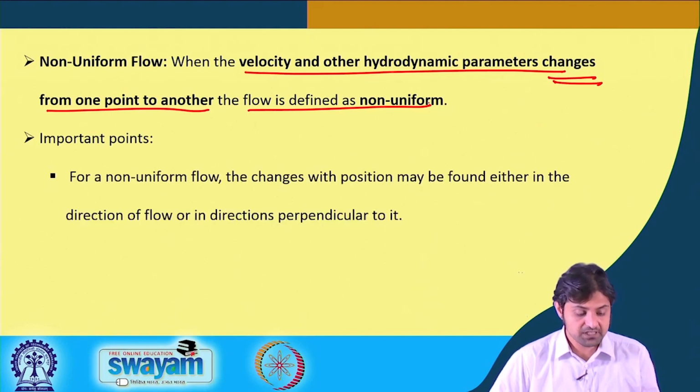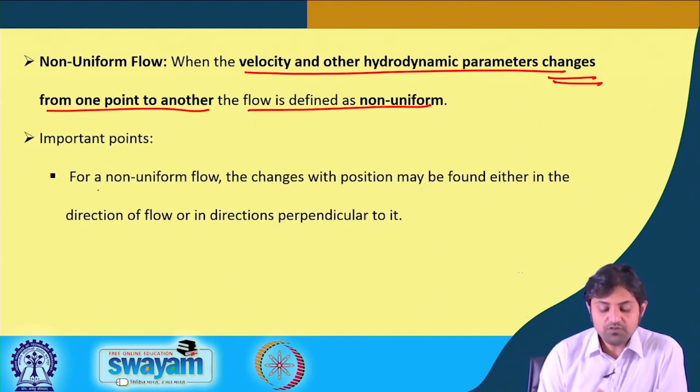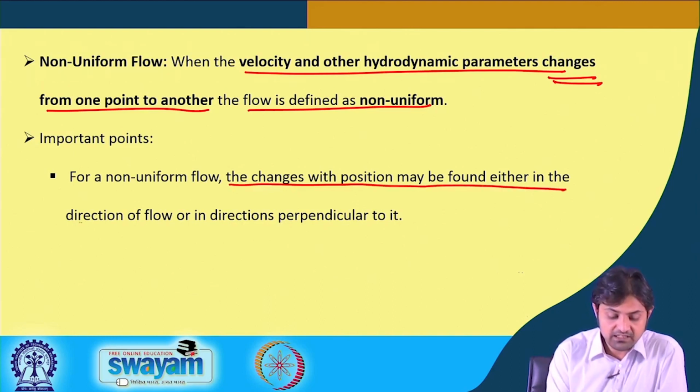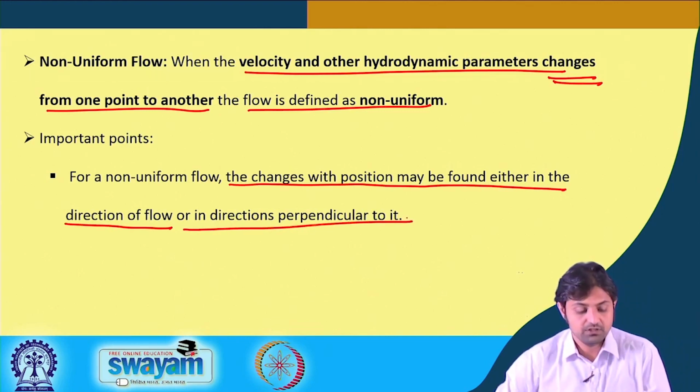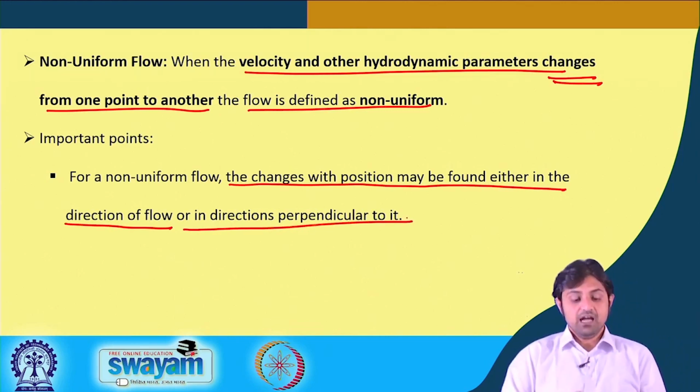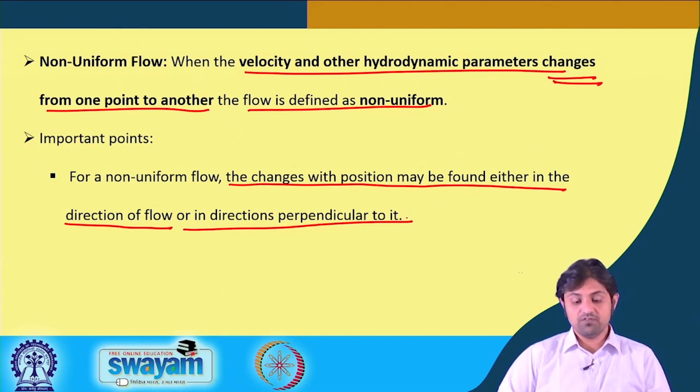Now, important points are, for a non-uniform flow, the changes with position may be found either in the direction of flow or in the direction perpendicular to it. So, we have said that for a non-uniform flow, the fluid particle properties change with position. So, position or the direction can be infinite, but generally it is customary in fluid mechanics to calculate the changes in two directions.